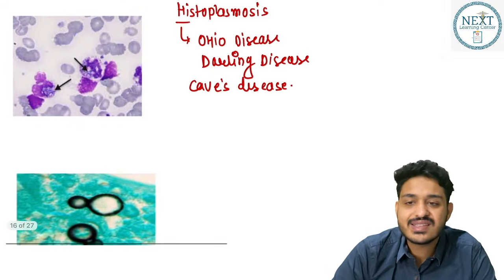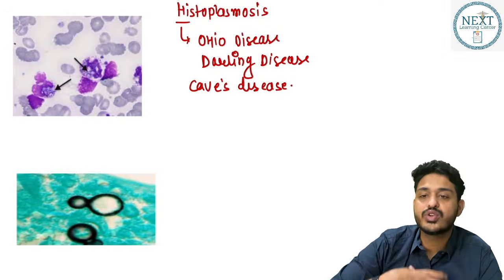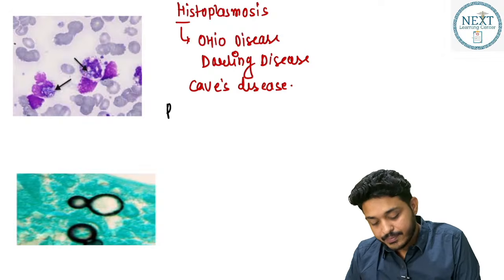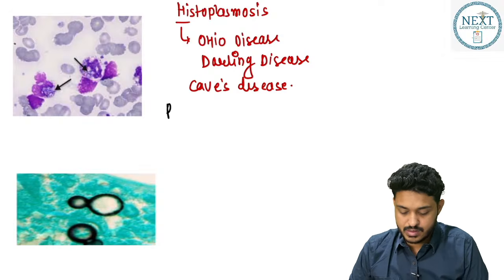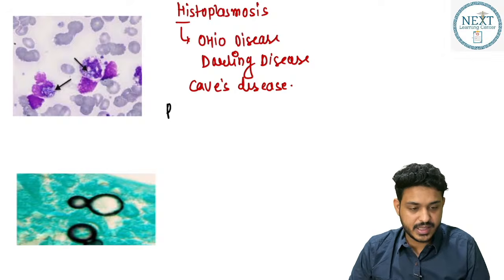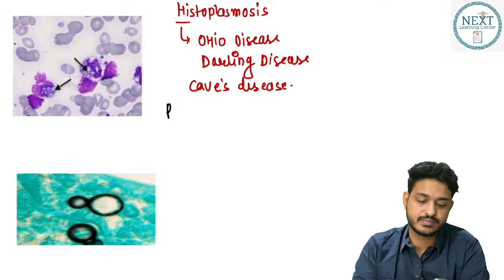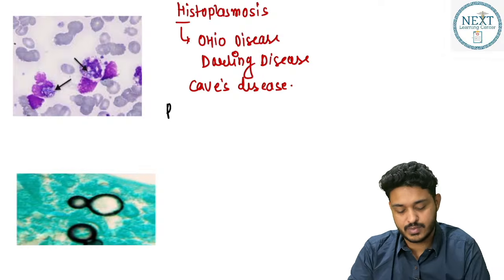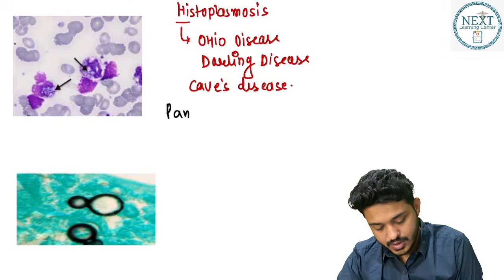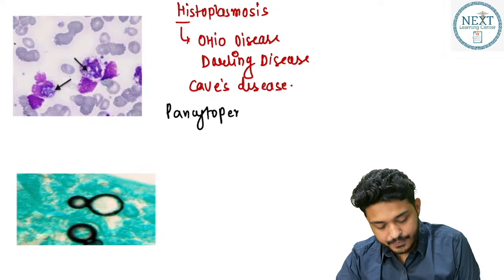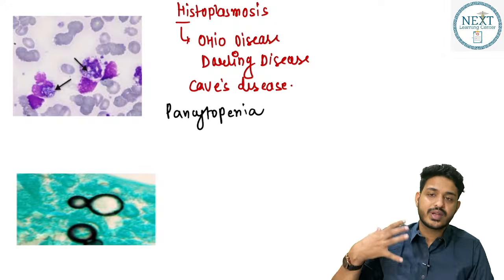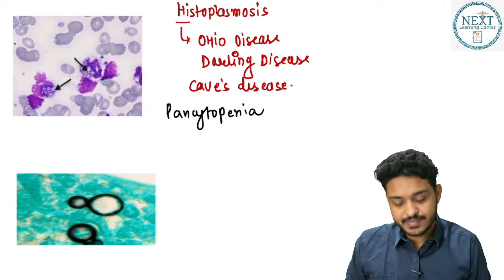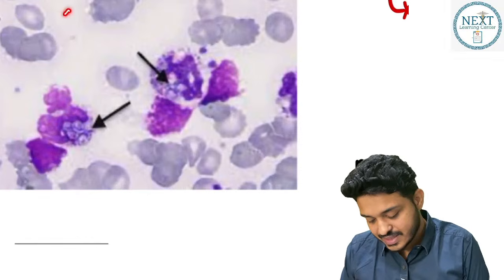Right? What are the things this person is going to have? This person is going to have inhalation of these spores that would lead to what? Pancytopenia. So everything is going to get decreased in the body: WBCs, RBCs, platelets, everything are going to get decreased. This is pancytopenia.